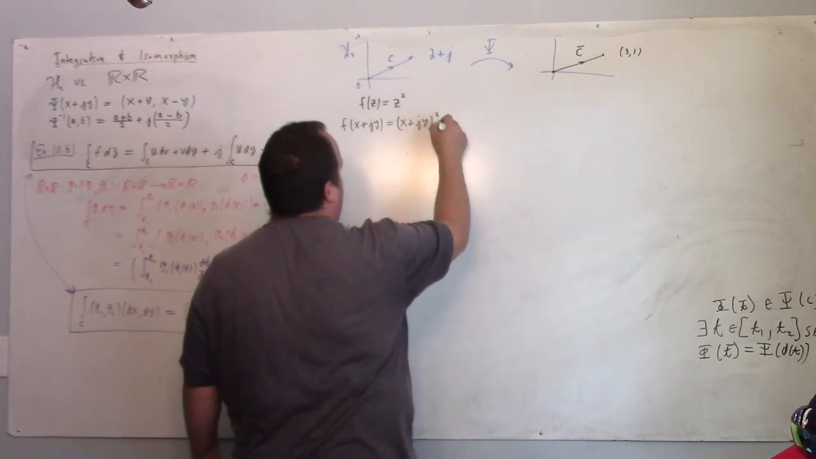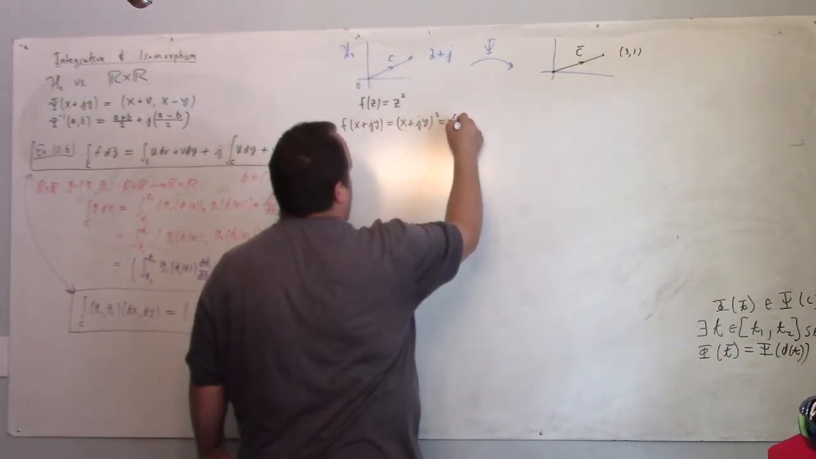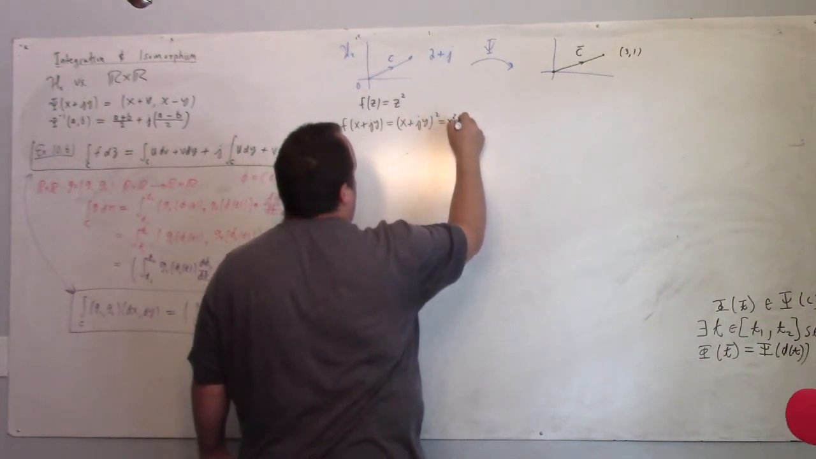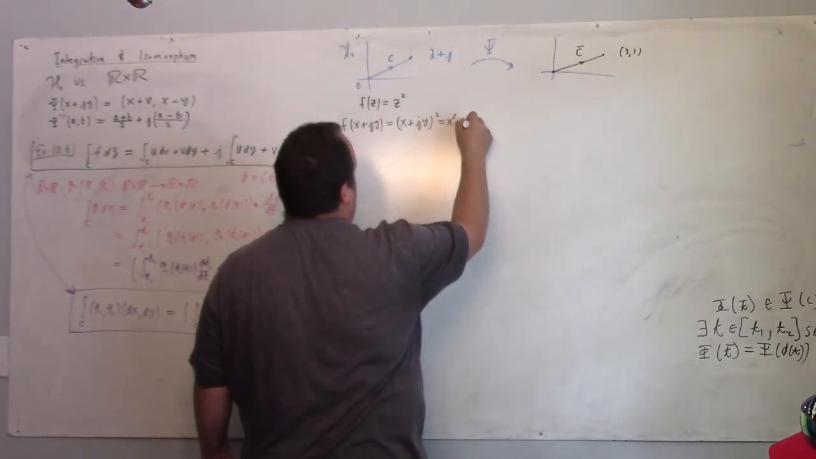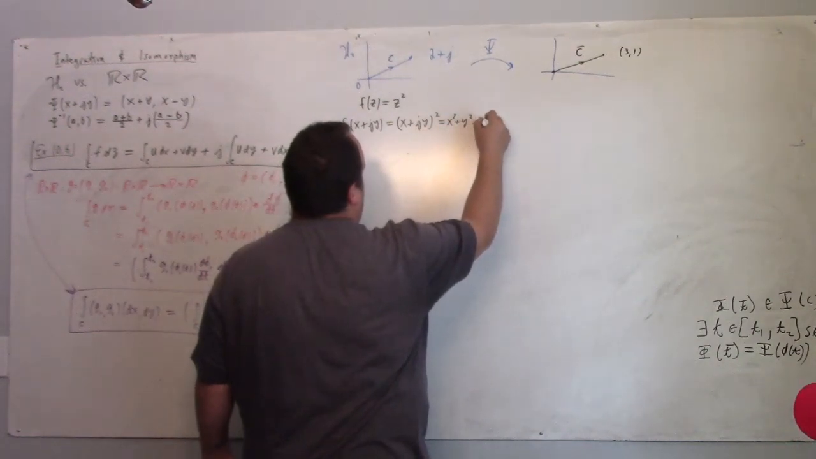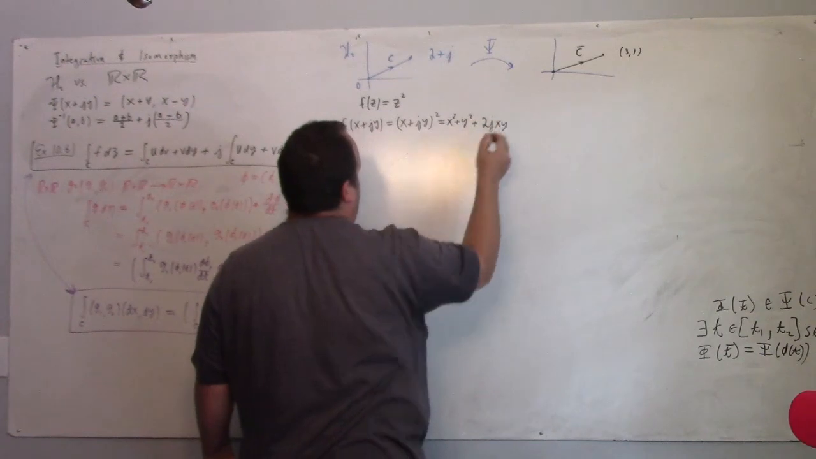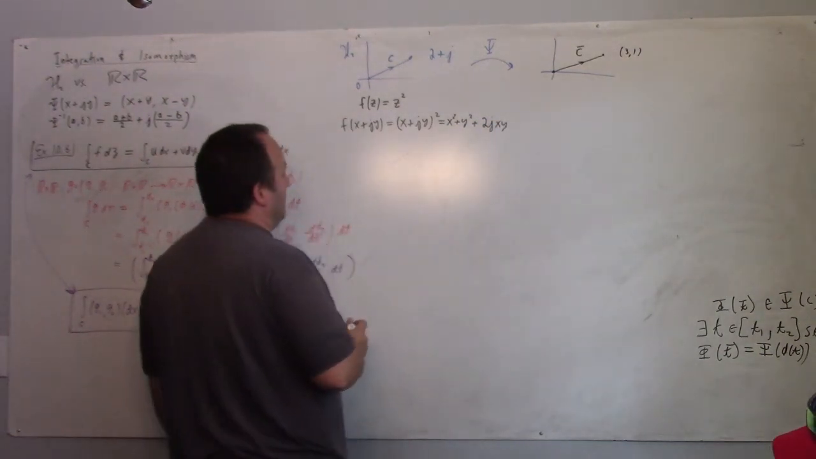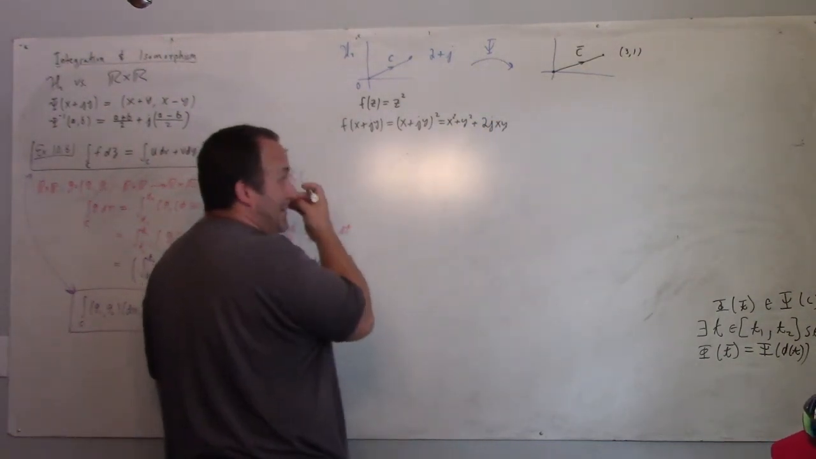what? It gives us x squared plus y squared plus 2jxy. All right.